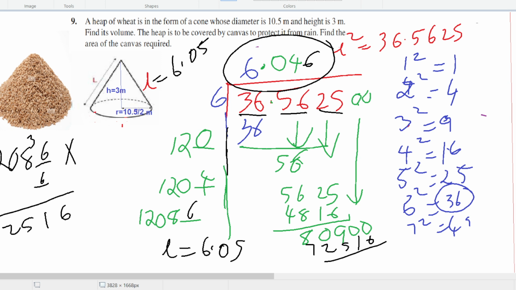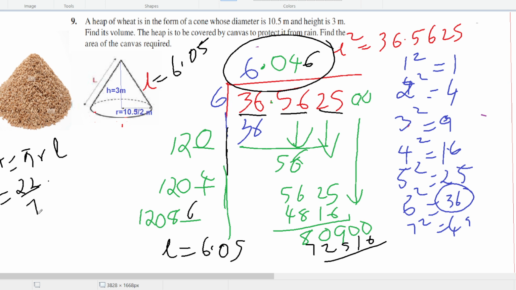Now we can find the curved surface area. So curved surface area, CSA equal to pi R L. Pi R L means 22 by 7 into R. R is equal to 10.5 by 2 into pi R L. L we found, that is 6.05. Now we can cut the common factors. Here 2 will go in 22, 11 times. 7 you can cut, 7 will go 1.5 times.